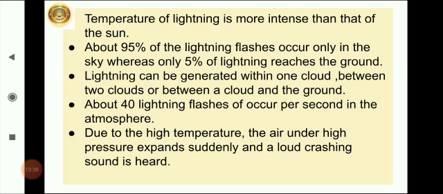Temperature of lightning is more intense than that of the sun, 7 times more than the sun. About 95% of the lightning flashes occur only in the sky, whereas only 5% of lightning reaches the ground. Lightning can be generated within one cloud, between two clouds, or between a cloud and the ground. About 40 lightning flashes occur per second in the atmosphere. Due to the high temperature, the air under high pressure expands suddenly and a loud crashing sound is heard. This is about the lightning.